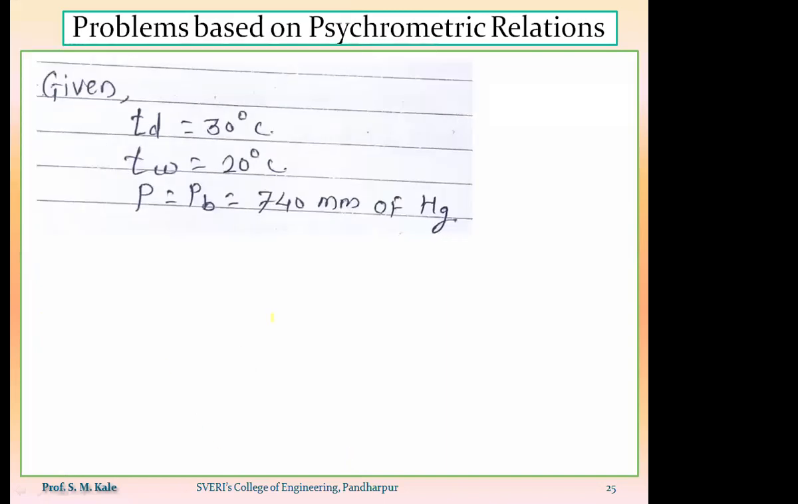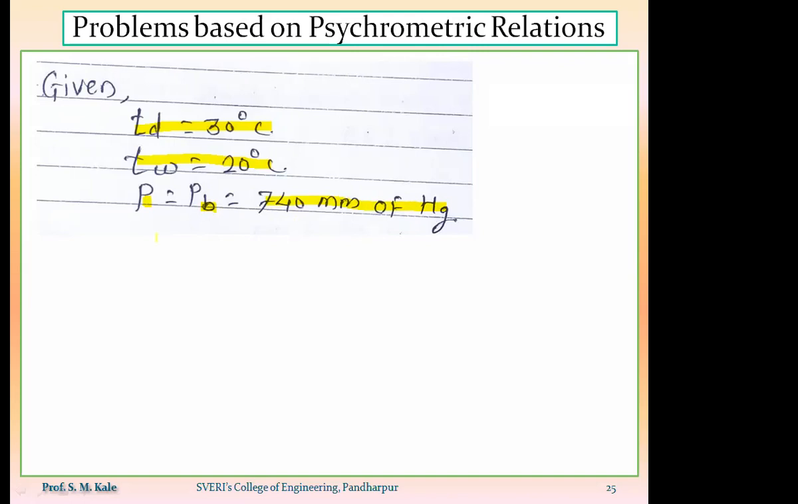So what is the given data? First of all, they have mentioned the dry bulb temperature. What is the dry bulb temperature of the air? 30 degrees centigrade. Wet bulb temperature of the air is 20 degrees centigrade, and barometric pressure. We are indicating barometric pressure by P or PB. So that barometric pressure is 740 mm of Hg.